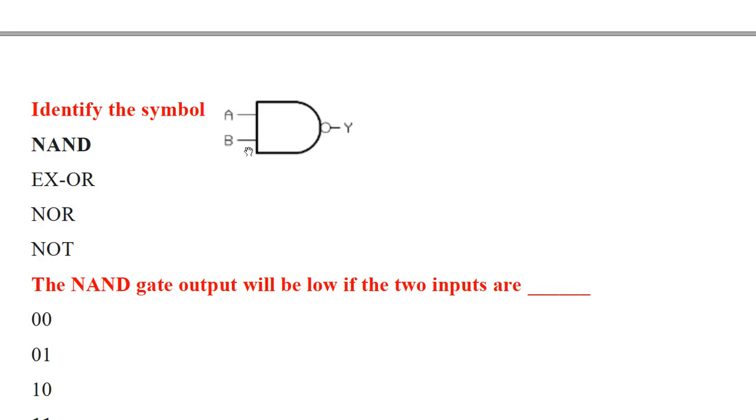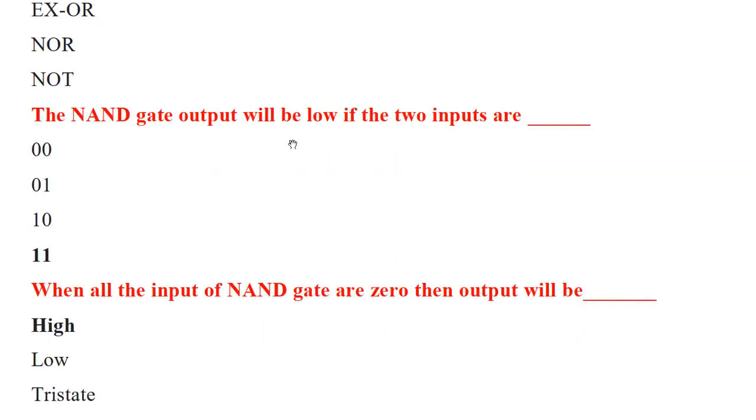The NAND gate output will be low if both inputs are high. So NAND gate means NOT plus AND. Whatever the truth table of AND, we have to invert it, we have to complement it, we have to negate it. When we negate it, then we will get the output of the NAND gate.